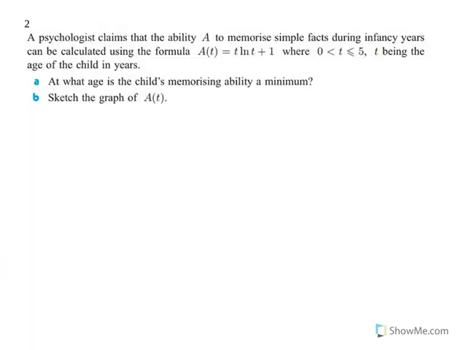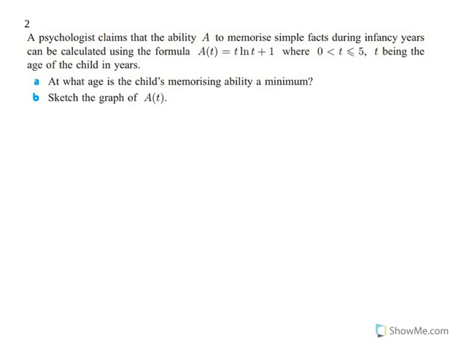The next example, much quicker. A psychologist claims that the ability, A, to memorize simple facts during infancy years can be calculated by the formula A of t equals t times the natural log of t plus 1, where t is between 0 and 5. So this only works between ages 0 to 5, where t is how many years they are. So at what age is the child's memorizing ability a minimum?